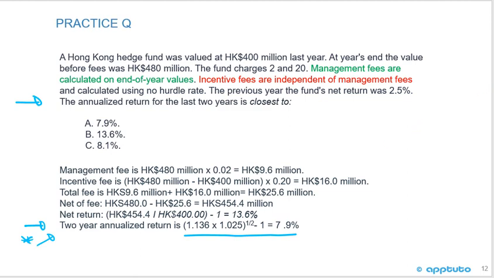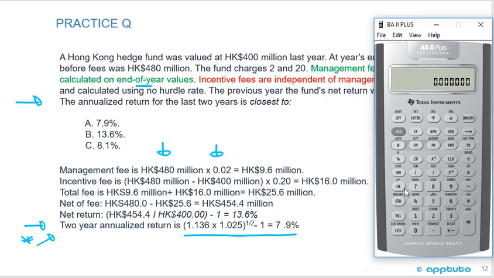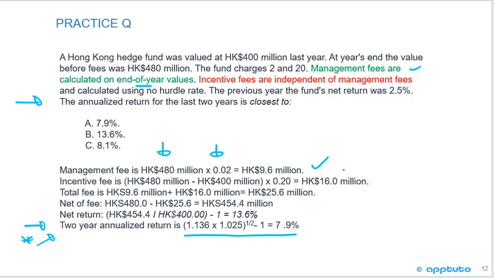Otherwise, again, we're going to read the question very carefully. It says management fees are calculated on end of year values. Remember I said beginning of year or end of year. So calculating the management fee, it's 2 and 20. That's the end of the year, 480 million times the 2%. If I bring up the calculator, 480 million times 0.02, and we're going to have a management fee of 9.6 million. That should be fairly easy.